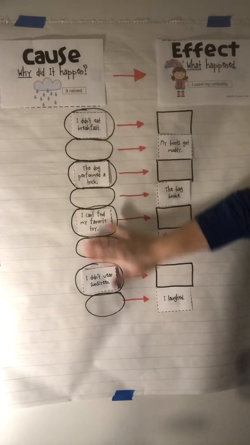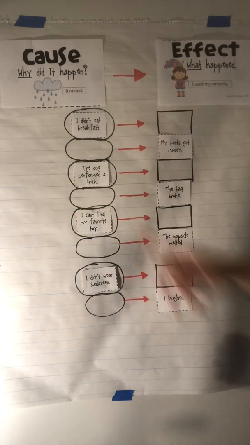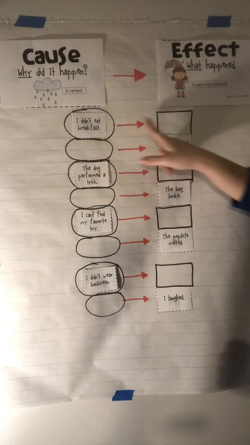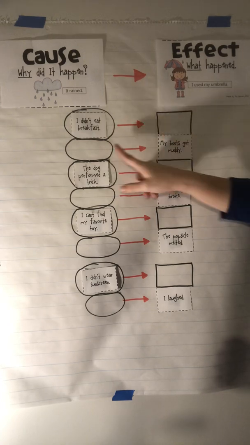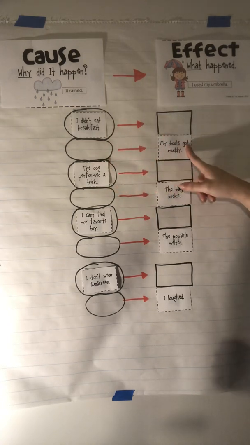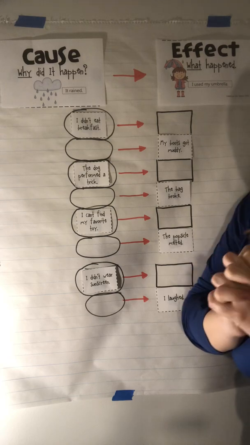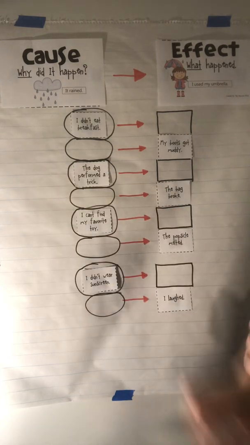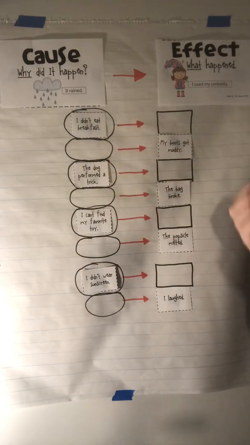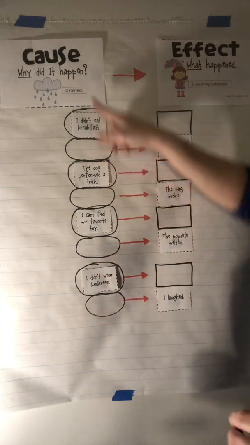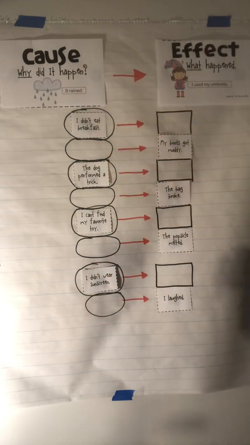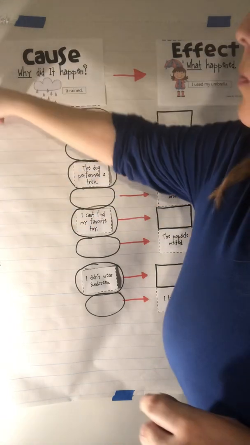So I have here a lot of examples for you, but if you notice, I have the cause, but I'm missing the effect. Here, I'm missing the cause, but I have the effect. So you're gonna help me fill in those blanks. The first cause is I didn't eat breakfast. So if I didn't eat breakfast, what do you think would happen? What would be the effect? And then I have some options here.